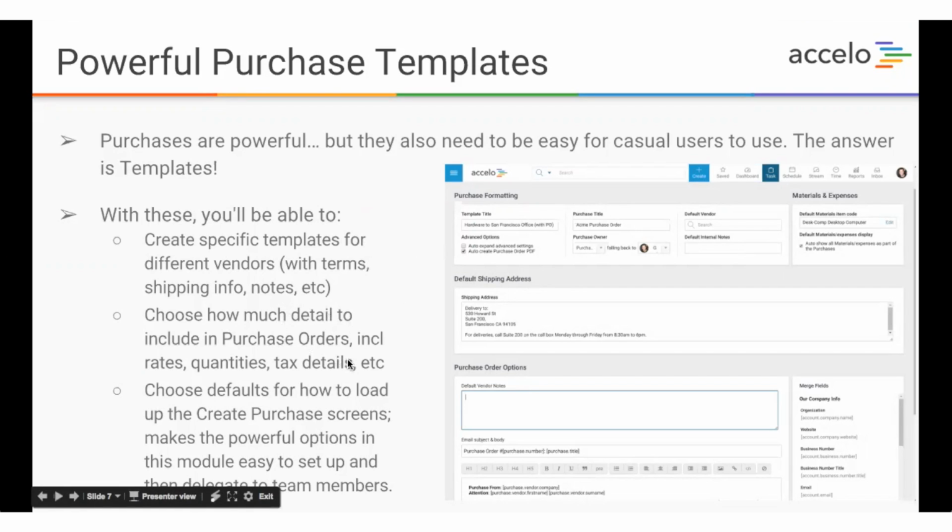Just like the template configuration for invoices, you're able to customize the PDF and choose what you want to show. We also give you the ability to choose, when you come into a purchase, whether you want to preload all of the unpurchased materials and expenses that you have already entered, or whether you want us to load up empty and then you add them one at a time.